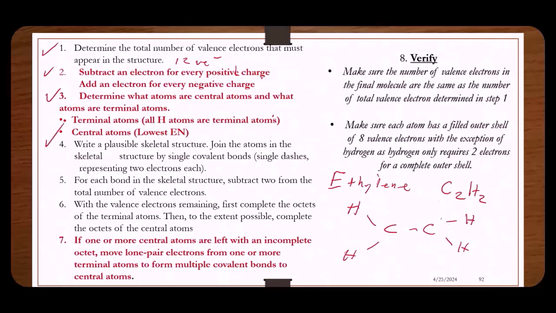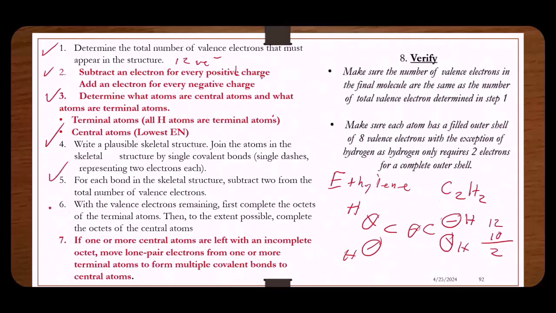Step 4 is complete. In step 5, for each bond of the skeletal structure, we subtract 2 from the total number of valence electrons in step 1. So we determined that there were 12 valence electrons in the molecule. There are 1, 2, 3, 4, 5 bonds in the skeletal structure, and each bond has 2 valence electrons. We subtract that from the total number of valence electrons, which would be 12. So 12 minus 10 is 2. So step 5 is complete.